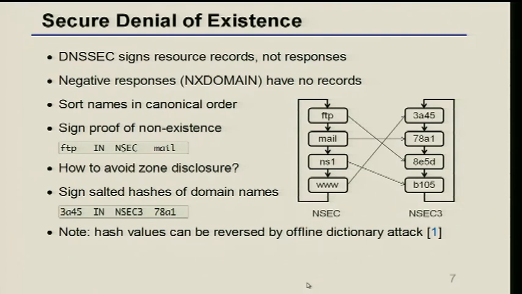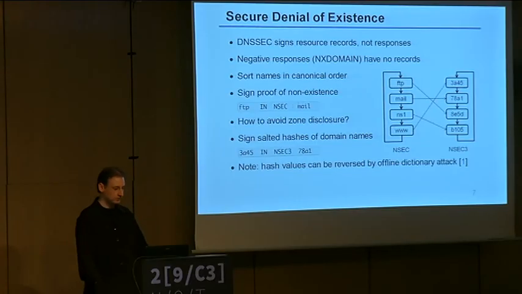First, you sort all the names of a zone in a canonical order, and then you sign a proof of non-existence, the NSEC record. And it says there is a name FTP in this zone, and there is a name mail. But in between, there are no names. So you know, okay, when I query for a specific name, whatever is in between, hula boo, and you get an NXDOMAIN, and you get this result, and you get a signature for it, you can verify, okay, the name hula boo, queried, does not exist.